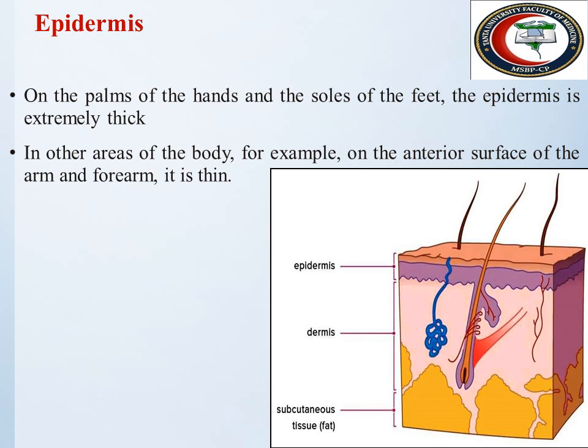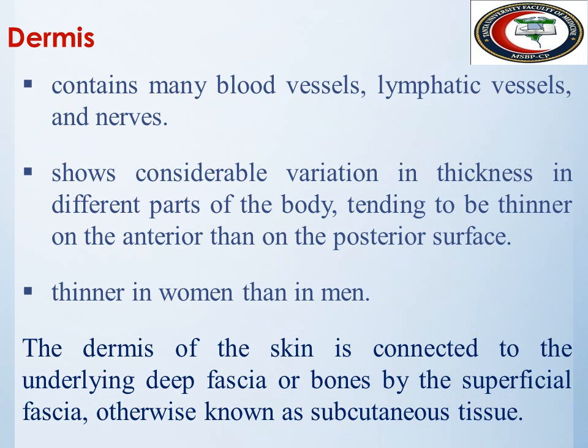Dermis is the deep layer of the skin. It contains many blood vessels, lymphatics, and nerves. It shows considerable variation in thickness in different parts of the body, but it tends to be thinner on the anterior aspect than the posterior aspect. In women, it is thinner than in males. Dermis is connected to the underlying deep fascia or bone by superficial fascia, which at other times is called subcutaneous tissue.